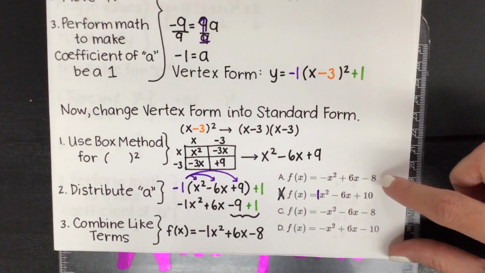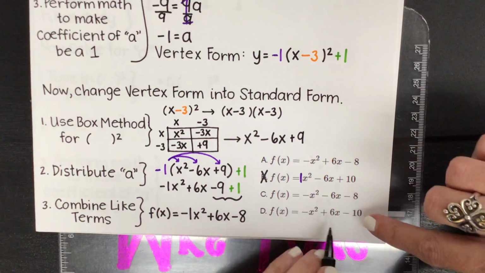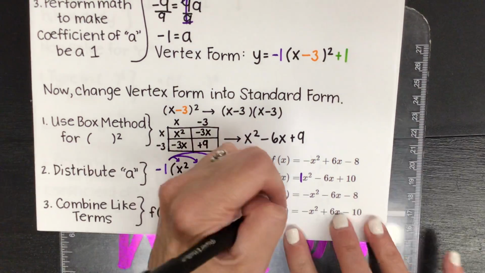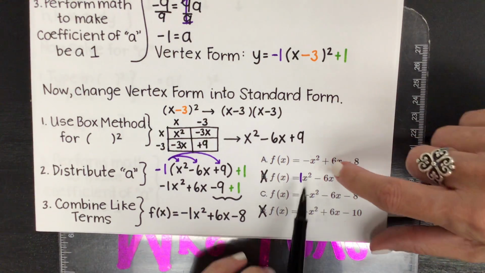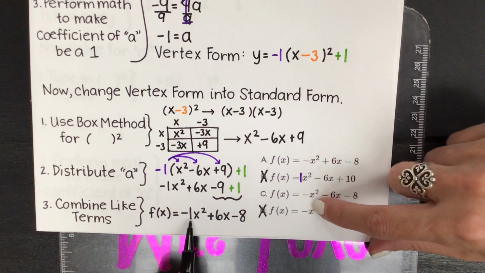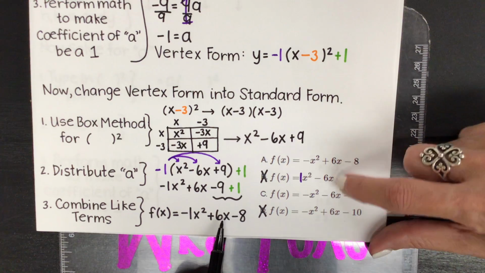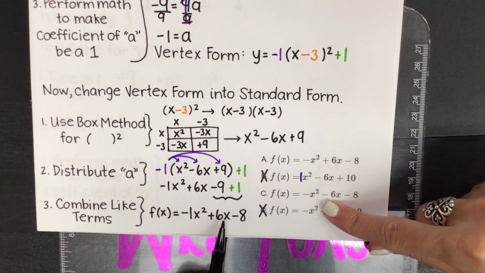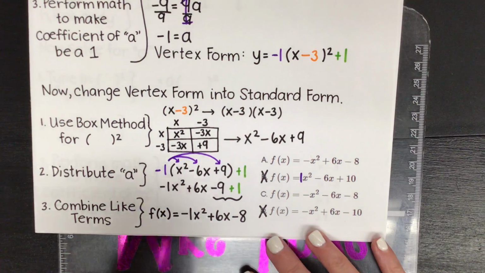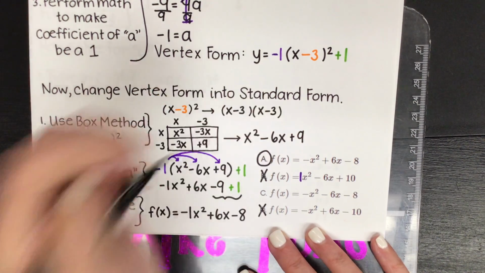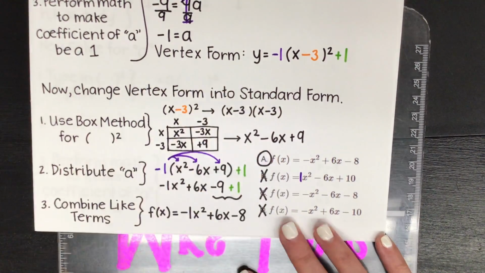If I look at my options, I don't have a constant of negative 8 for D, so that's out. And if I look at A and C, they look really similar. So negative x squared plus 6x minus 8, or negative x squared minus 6x minus 8. So the correct answer is answer choice A. C is not correct.